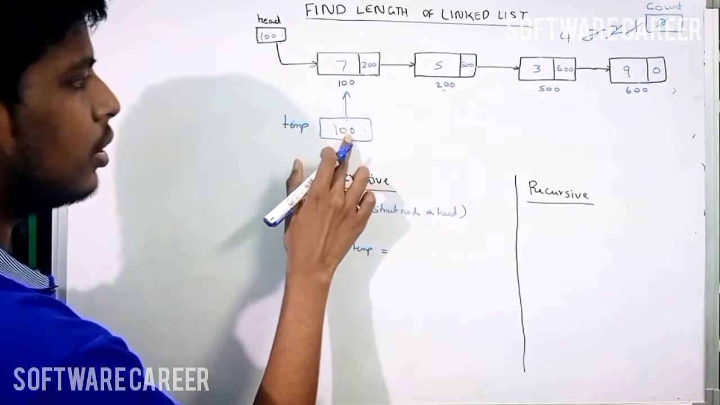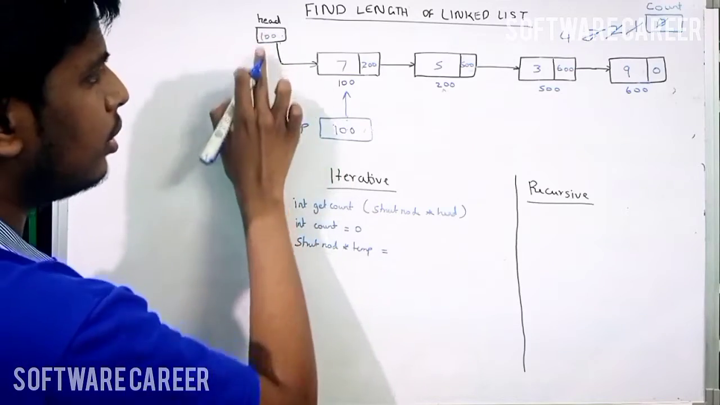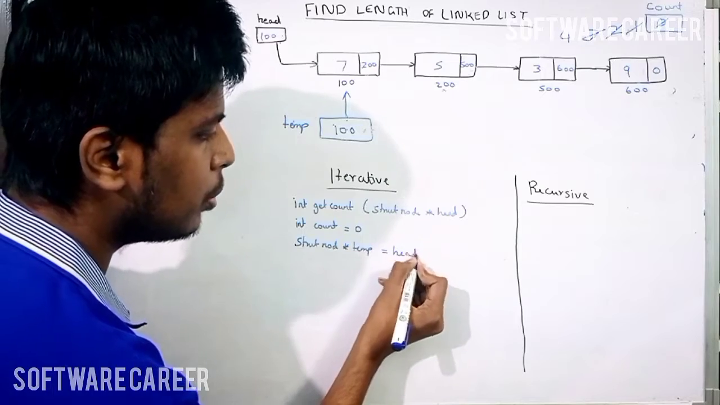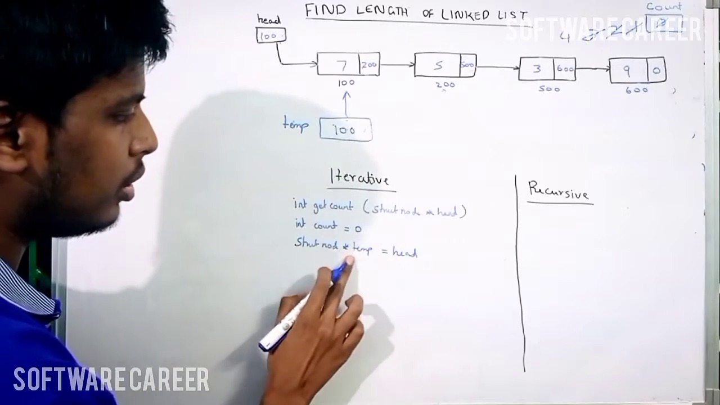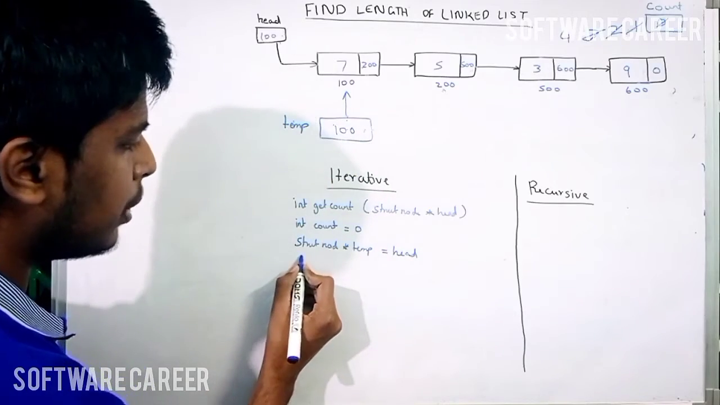This temp pointer's value is what? It is the value of head. It's 100. So this is equal to head, because head is used to point towards the first node. So I am writing temp equals head.